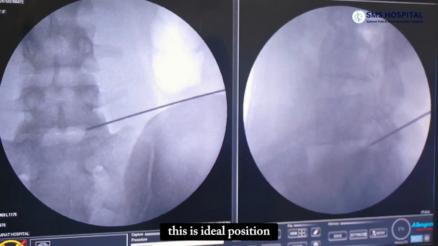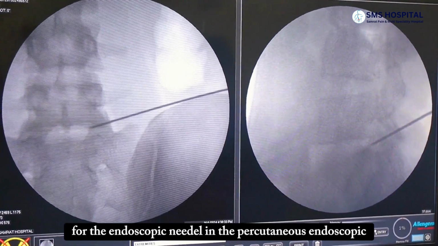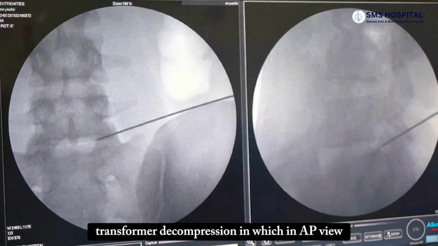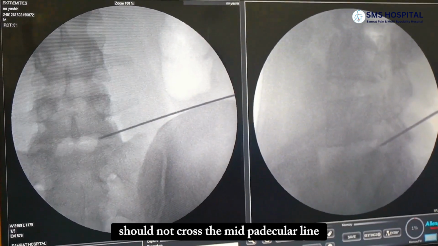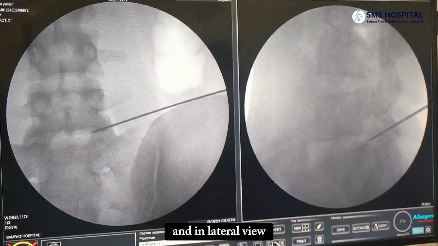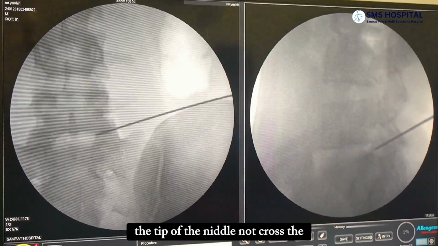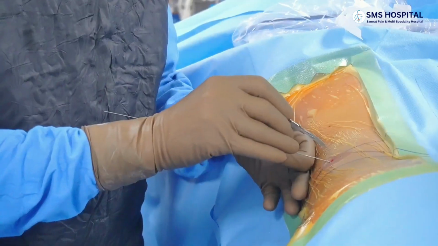This is the ideal position for the endoscopic needle in percutaneous endoscopic transforaminal decompression, in which in the AP view the tip of the needle should not cross the mid-pedicular line, and in the lateral view the tip of the needle should not cross the posterior longitudinal ligament, or PLL.